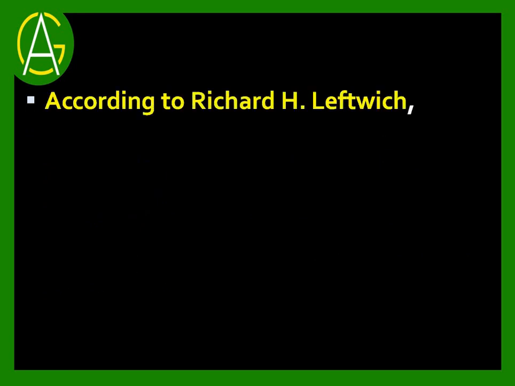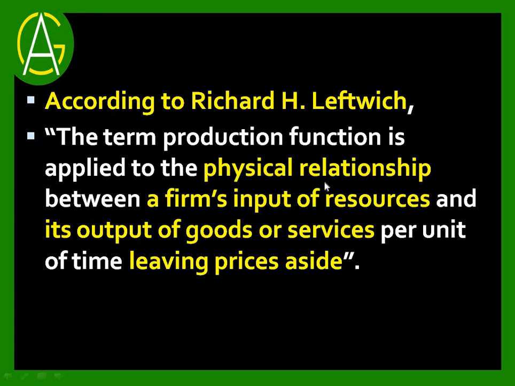Next, according to Richard Leftwich, production function is applied to the physical relationship. Friends, you must remember that production function describes physical relationship. Otherwise it can also be known as a technical relationship, or it can be known as a functional relationship. Three options can be given: physical relationship, technical relationship, and functional relationship between input of resources and output of goods and services per unit of time, leaving the prices aside. That means during a fixed time period, without considering the price of the product, we need to understand the relationship between input and output. This relationship between input and output is known as production function.